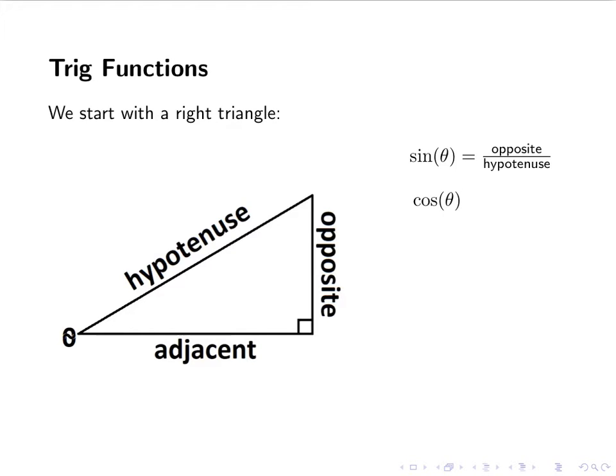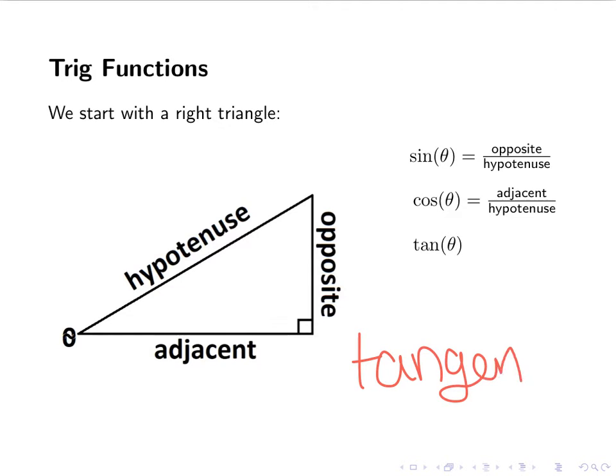Next we have cosine. So again, not cos, but cosine. Cosine of theta is adjacent over hypotenuse. The next one is tangent. So not tan, that's something that happens in the summer. Tangent. So tangent of theta is opposite over adjacent.